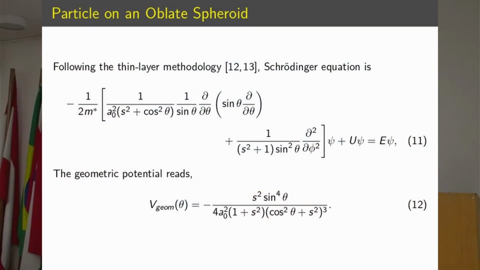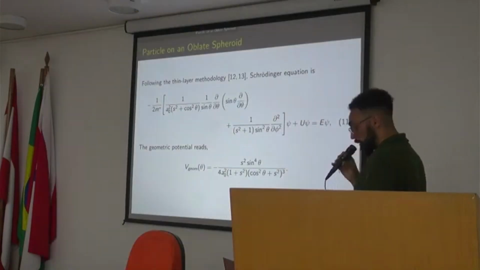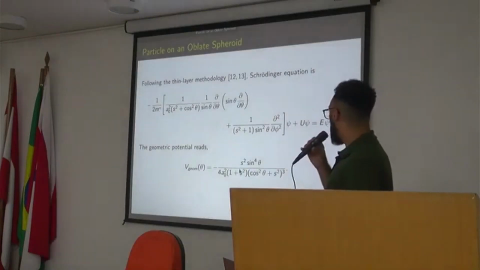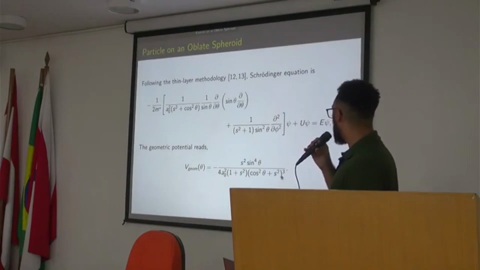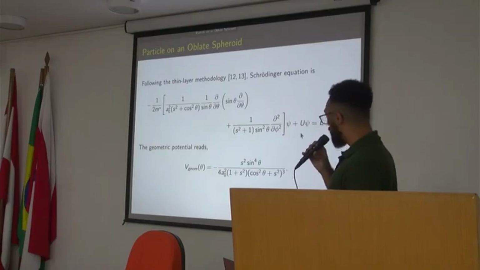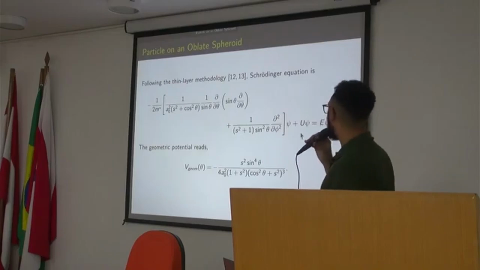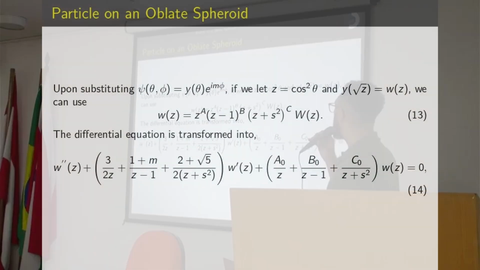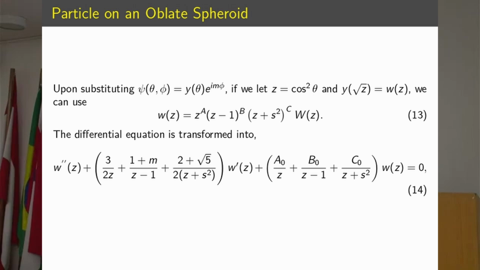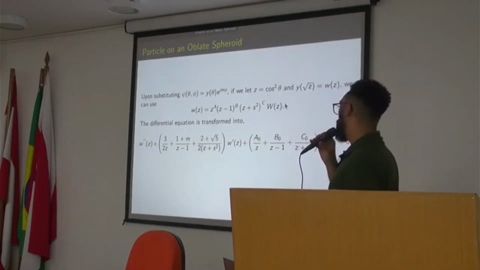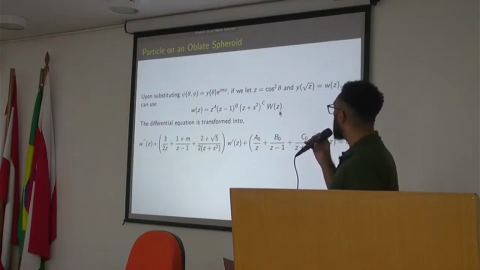we get the Schrödinger equation and the geometric potential. Now, the geometric potential may look scary because it has a 3 here in the denominator, but we can solve this. And to do that, we use separation of variables once again, another change of variables, another F homotopic transformation, and then we end up with equation 14.